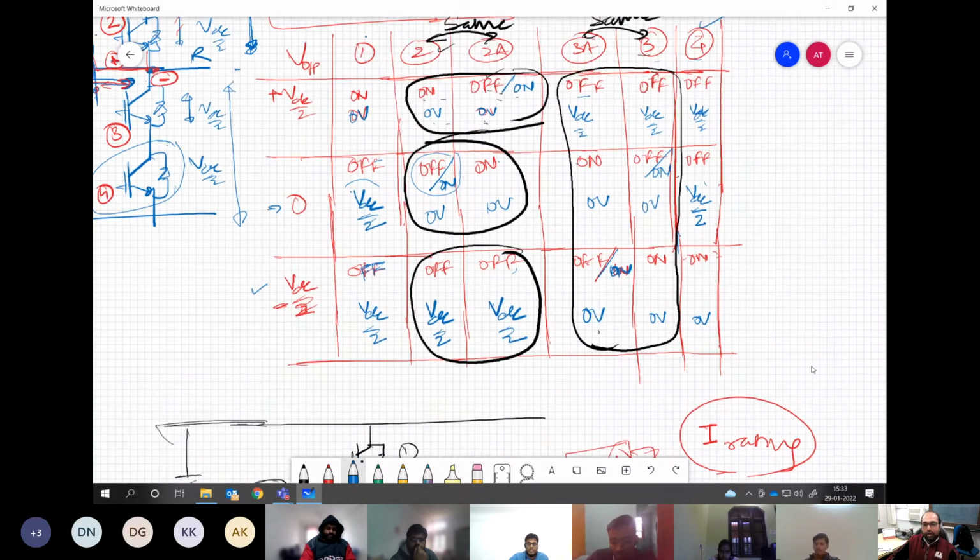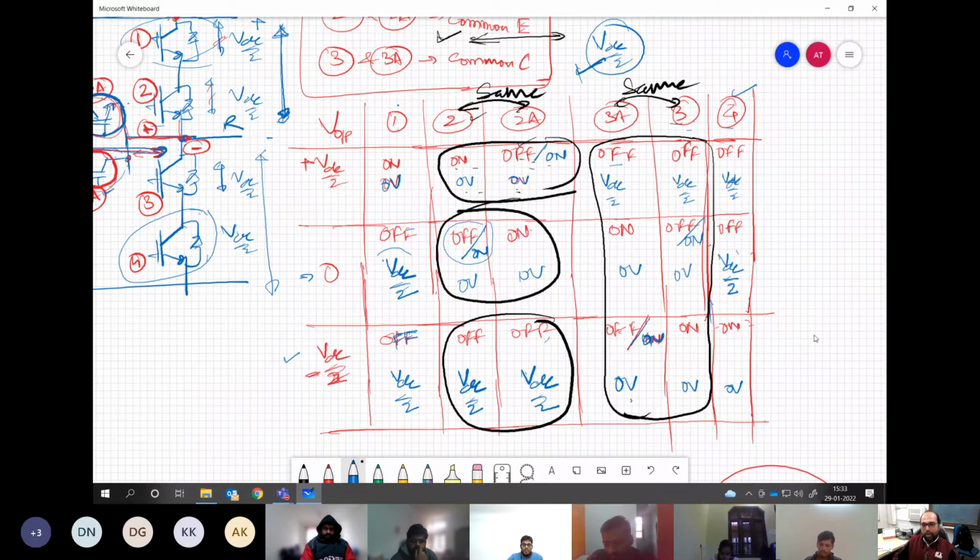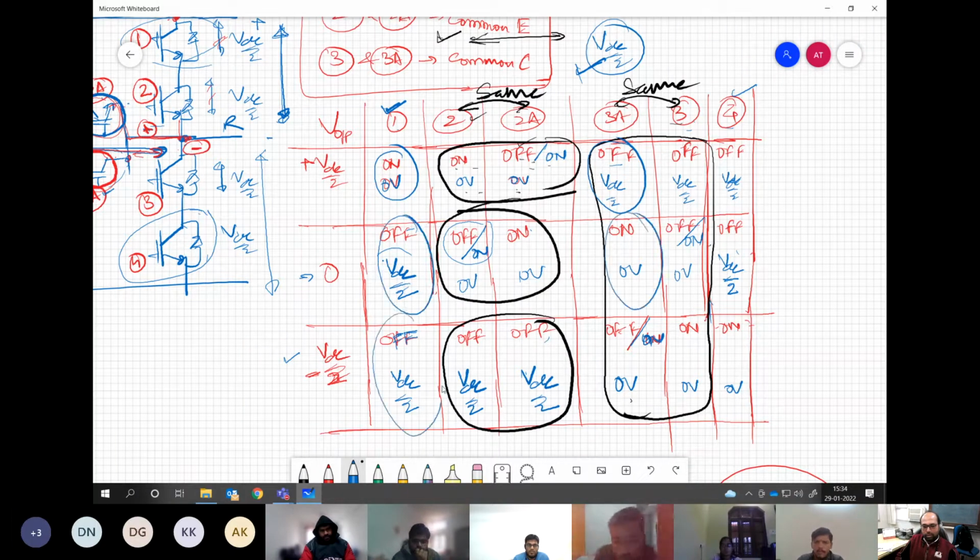Now here we have to see what is happening. If you observe closely, 2 and 2A are same. There is no problem in that. Whenever our device 1 is on, the device 3 is off. So we are keeping it like, whenever this is on, this device is off, and whenever this is off, this is on. You see this point?